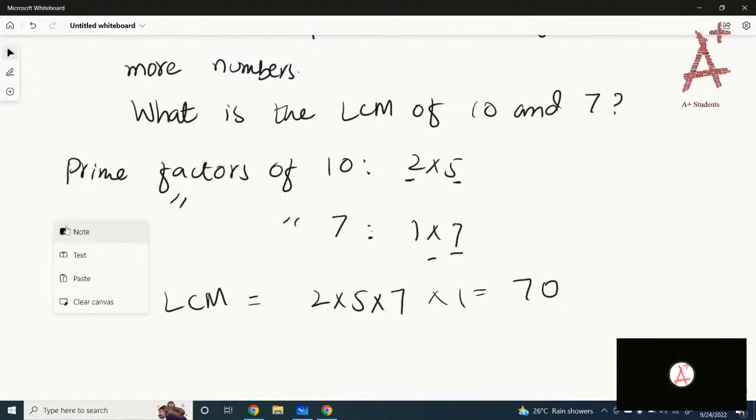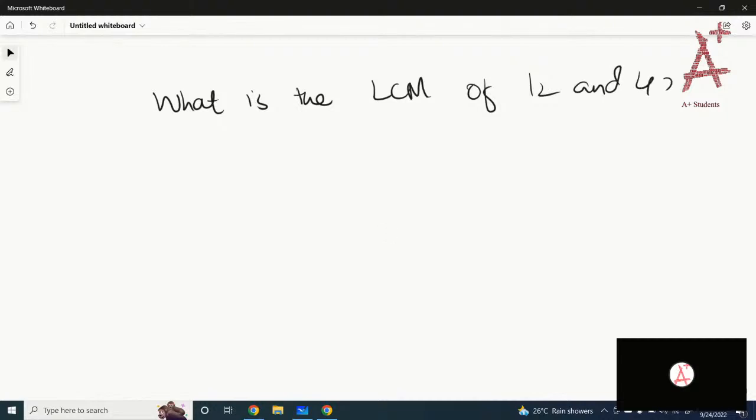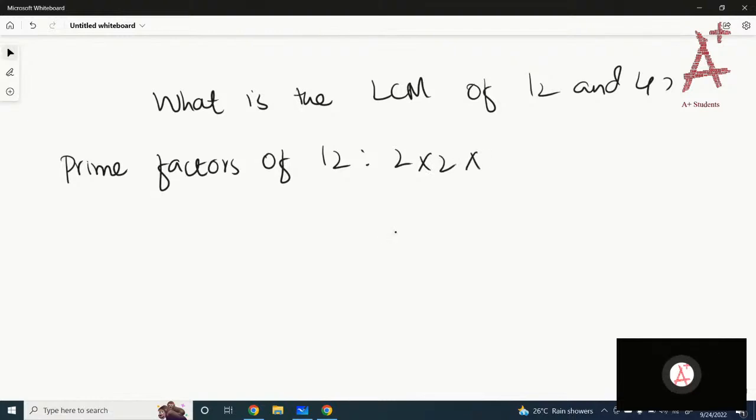Let's do another example. What is the LCM of 12 and 4? Okay, write the prime factors of both the numbers. So the prime factors of 12 are 2 times 2 times 3, 2 times 3 is 4. Yes. And the prime factors of 4 are 2 times 2. Got it?